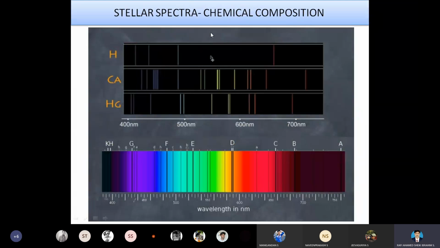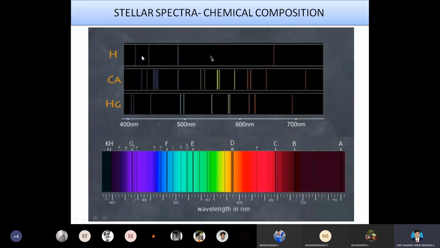The first parameter is the chemical composition. So this is the general spectra. Here I have taken hydrogen, calcium, and mercury. We can see the differences between these three spectra. So these three differences are nothing but three fingerprint regions.